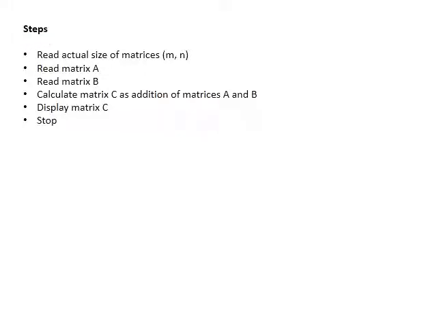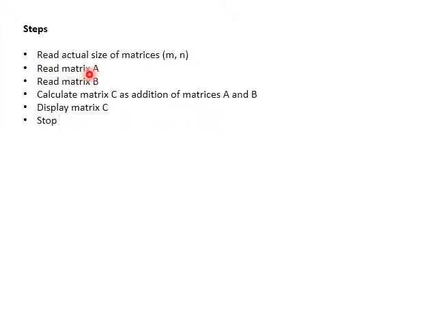These are the steps involved in addition of matrices. The first step is reading the actual size of the matrix. You should remember that we have to declare a matrix when we are dealing with arrays or subscripted variables. So we have to declare the size, which is the maximum size. The actual size of the matrix can be smaller than or equal to the declared size. So here we read the actual size.